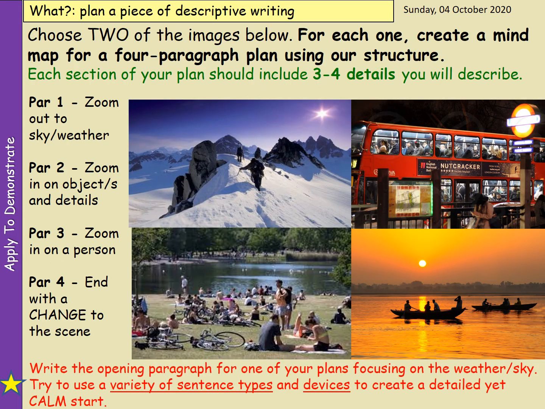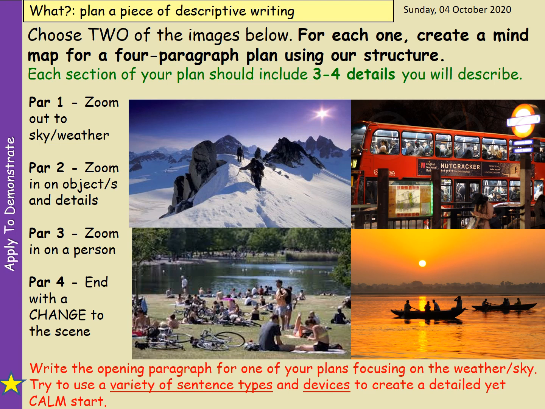Now for your task, I want you to choose 2 of the images below here. I've got some more natural scenes versus some more kind of urban scenes, and I'd like you to create 2 mind maps, okay? So if I was going to do this bus scene here, I would just write bus scene in the middle of my mind map, and then I would have 4 arms, 1 for each paragraph.